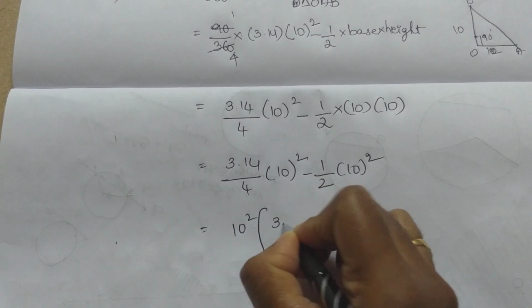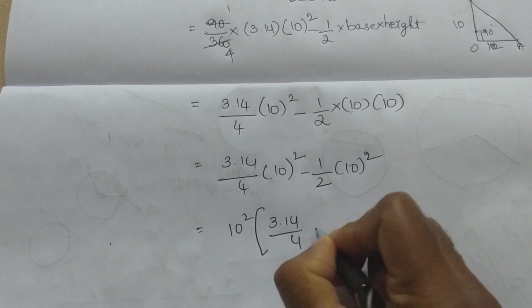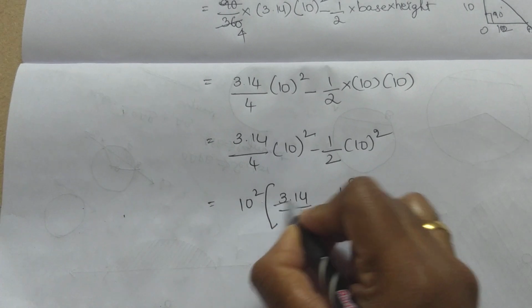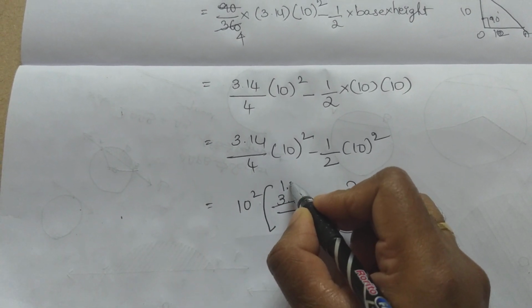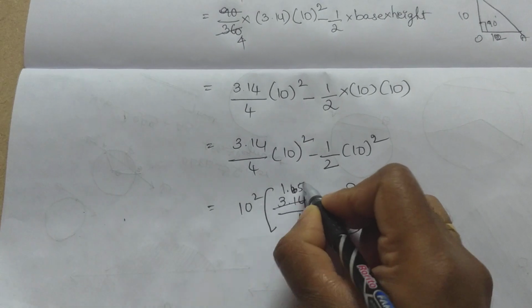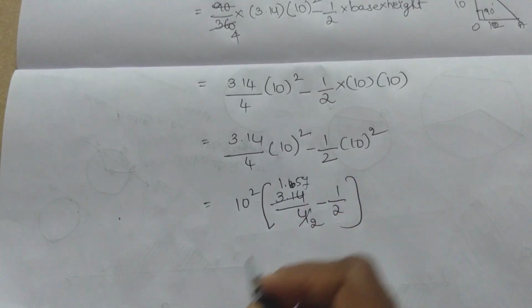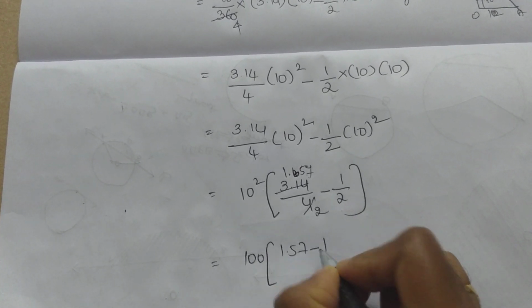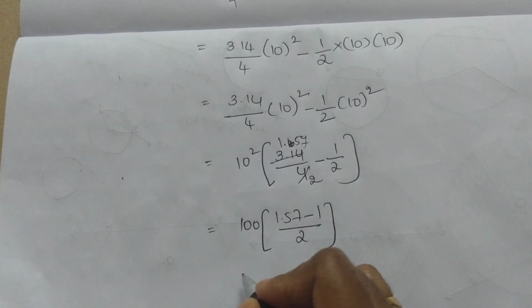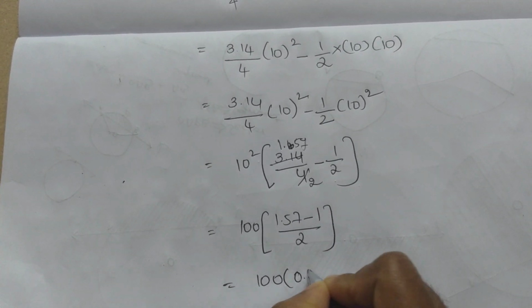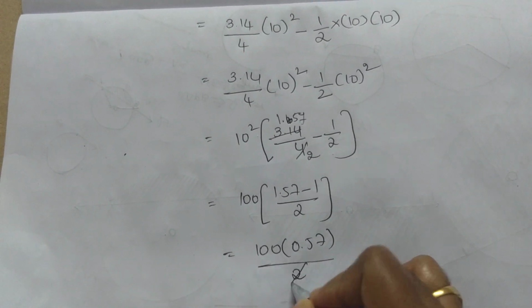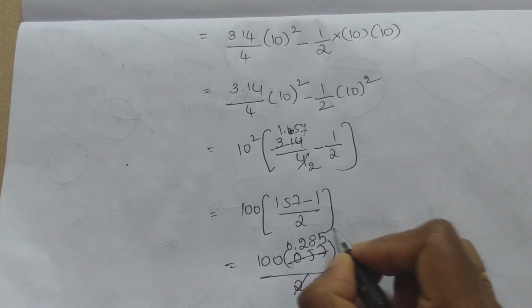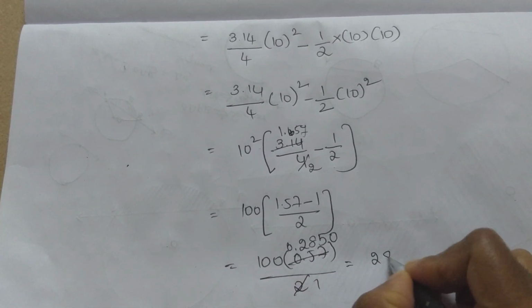10 square into 3.14 by 4 minus 1 by 2. Okay, so 2 1s are 2, 2 5s are 10, 2 7s are... So in the next step, what does it come? 100 into 1.57 minus 1 by 2. Okay, 100 into 0.57 by 2. So 2 1s are 0.2, 2 2s are 4, 2 8s are 16, 2 5s are 10, zeros are. That becomes how much? 28.5.